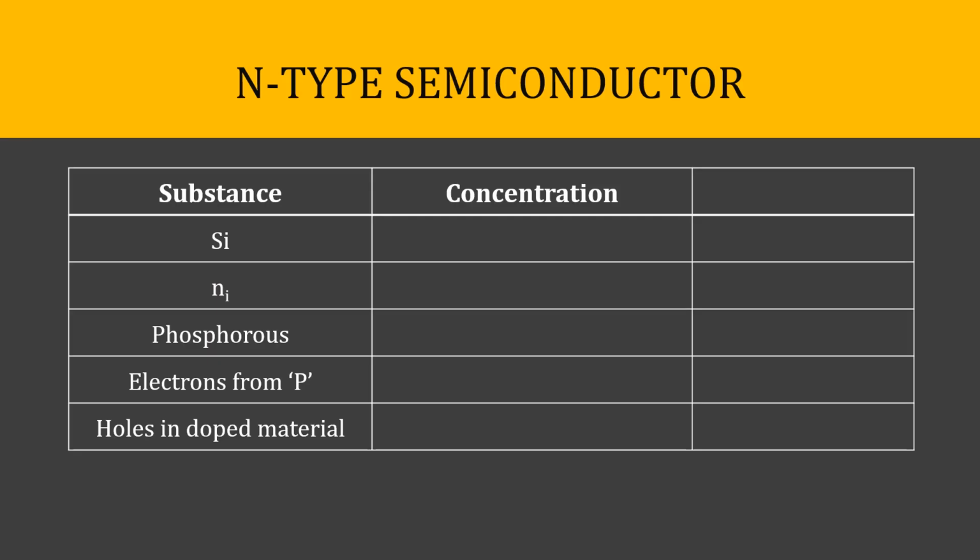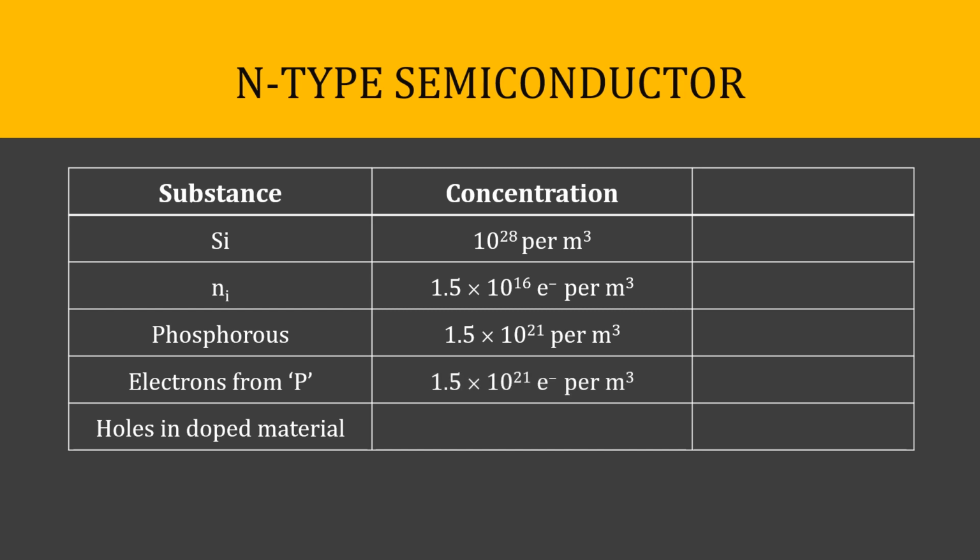Now let us conclude this n-type semiconductor. We had 10 power 28 silicon atoms per meter cube, and there were 1.5 into 10 power 16 electrons per meter cube donated by silicon. But phosphorus were 10 power 21 atoms per meter cube, and every phosphorus donated 1 electron. Therefore, the total number of electrons in the conduction band of silicon is approximately 10 power 21. And we have derived that number of holes in the valence band of silicon is Ni square by Ne dash, and if I put value of Ni and that of Ne dash, then we can get what is Nh dash, and we end with this value 10 power 11, which is a very small number.